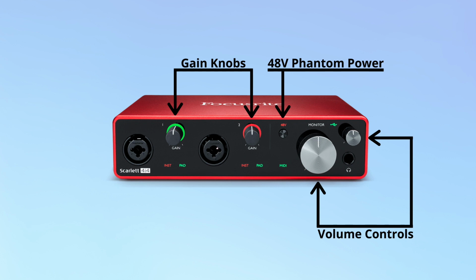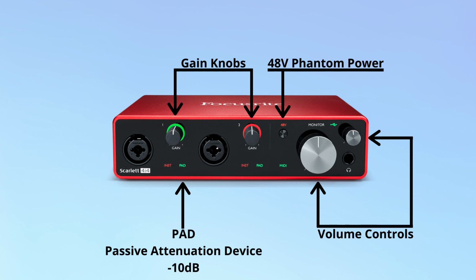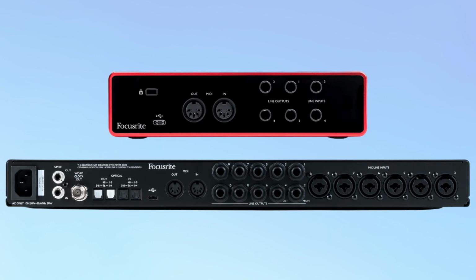And quite often you have a pad button, which stands for passive attenuation device. This reduces the volume by a set amount if a signal is too loud. On the back, you can find more inputs and outputs depending on the size of the audio interface, but I'm going to cover this in part 2.